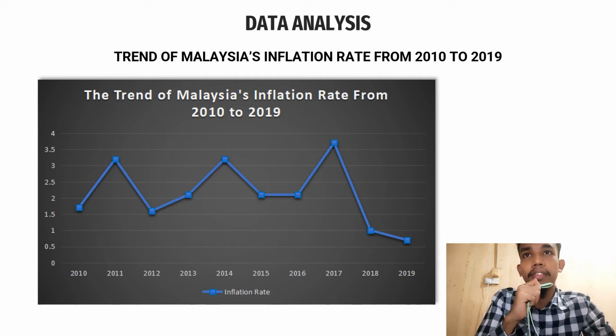This is the line graph for the trend of Malaysia's inflation rate from 2010 to 2019. As you can see, the inflation rate for 2010 was 1.7%, 2011 was 3.2%, 2012 1.6%, 2013 2.1%. The next year was 3.2%, 2015 and 2016 was 2.1%, 2017 was 3.7%, 2018 1%, and 2019 was 0.7%.